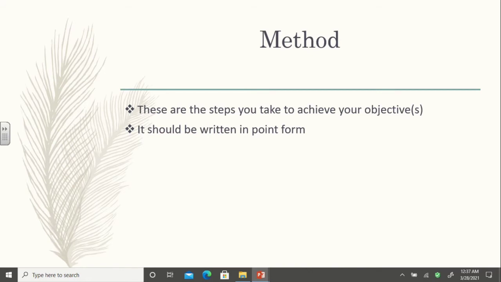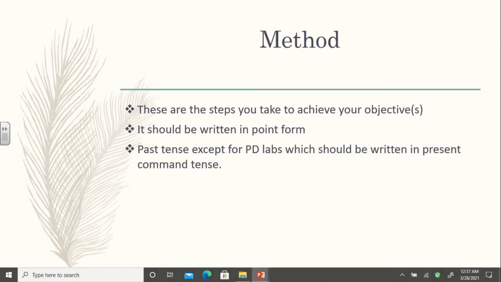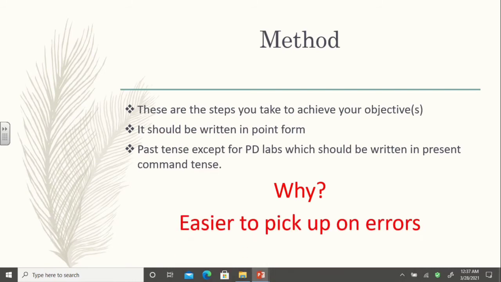When you write it in a paragraph format, step one is not distinguished from step two or step three or step four. So you're then going to have to decipher what step one, step two is. And you might get that a little bit mixed up, and you don't want that. So it's best you write it in point form. All right. Now, except for your PD lab, it should be written in past tense. Generally, it's something you have done, so you should write it in past tense. Your PD labs should be written in present continuous. All right. So you do that. And of course, I said this already. Why? Easier to pick up errors.